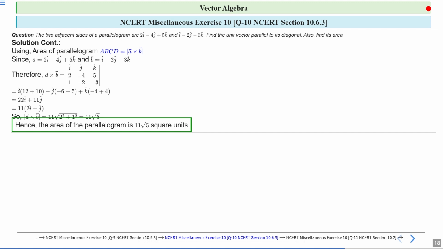So finally we summarize our results. The area of the parallelogram is basically 11 root 5 square units. This value represents the total surface area enclosed by the parallelogram formed by the two given vectors.